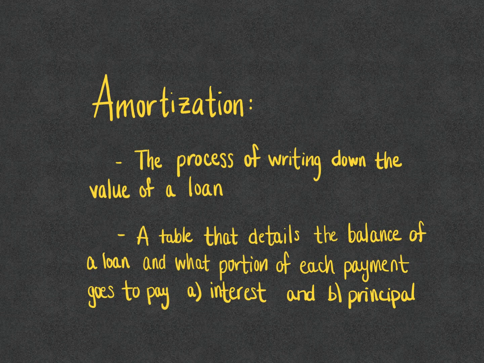So here we have, again, the formal definition of amortization. It is, technically speaking, the process of writing down the value of a loan. Practically, it's a table that details the balance of a loan and what portion of every payment goes to pay the interest and what portion goes to pay the principal, exactly as that visual on the opening screen showed you.